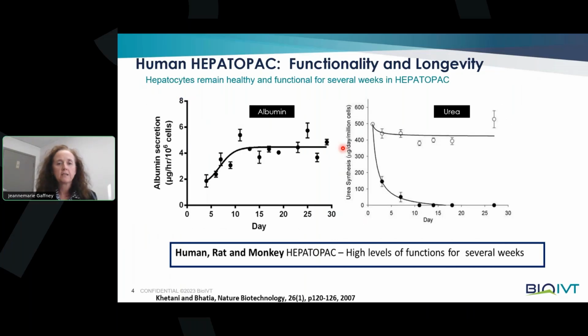Looking a little bit at functionality and longevity, here are examples of albumin secretion and urea synthesis. Hepatocytes remain healthy and functional for several weeks in HEPATOPAC. These data are specifically for 28 days of culture, and as you can see, the albumin maintains a stable, steady secretion level over the course of this study. Here for the urea, once again, we see steady urea synthesis in the HEPATOPAC model. The line here represents 2D culture, where you would start to see, at the end of the first week, a reduction in the function of those cultures.